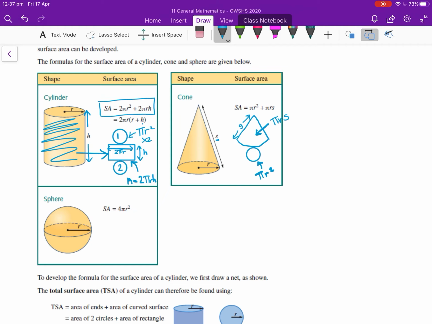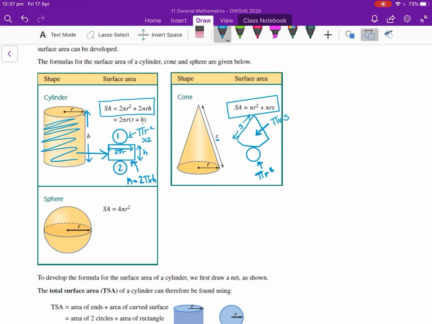So pi times the radius times the slant height. So that one's quite simple. It's simply just adding the two shapes together then. So the final rule becomes pi r squared plus pi rs. All right, and then the last one we've got is a sphere.